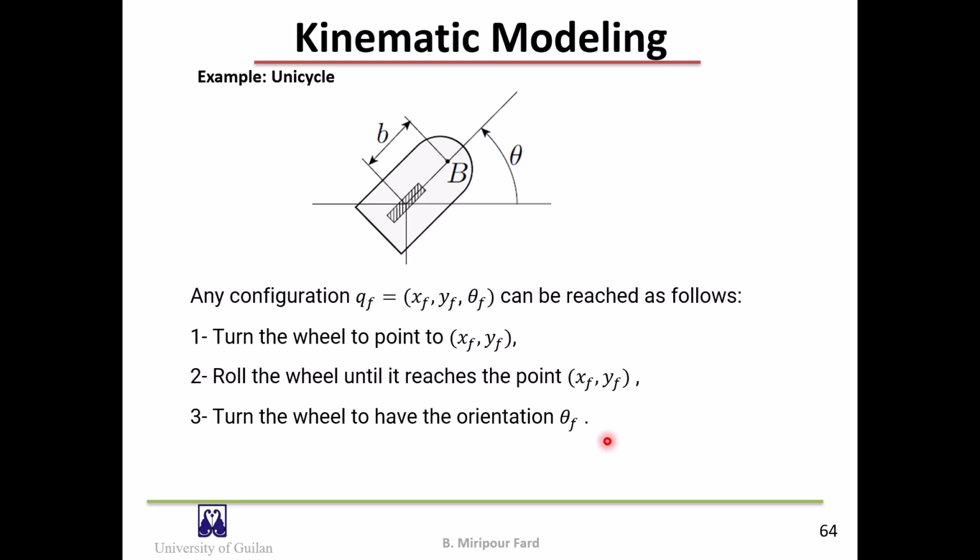It is interesting to note about this robot that any configuration qF equals xF, yF, and thetaF can be reached with the following strategy. 1. Turn the wheel to point to xF, yF, then roll the wheel until it reaches the point xF, yF, and finally turn the wheel to have the orientation thetaF.